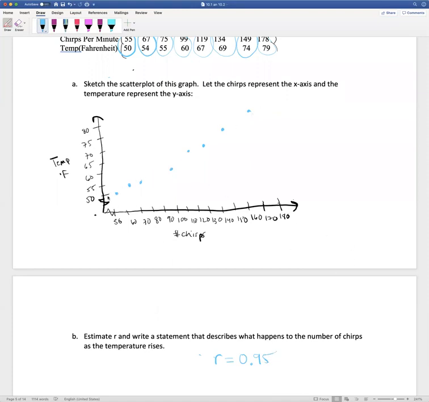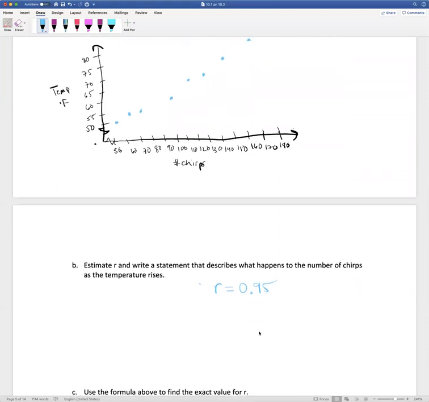Very close to 1 because it looks like we could draw a line that captures almost all the data, and even the data points that are off of it are going to be a little bit off of it. But remember, this is an approximation. This that I drew and this are approximations. And the second bit says, write a statement that describes what happens to the number of chirps as the temperature rises. So as the temperature increases, so does the number of chirps per minute.